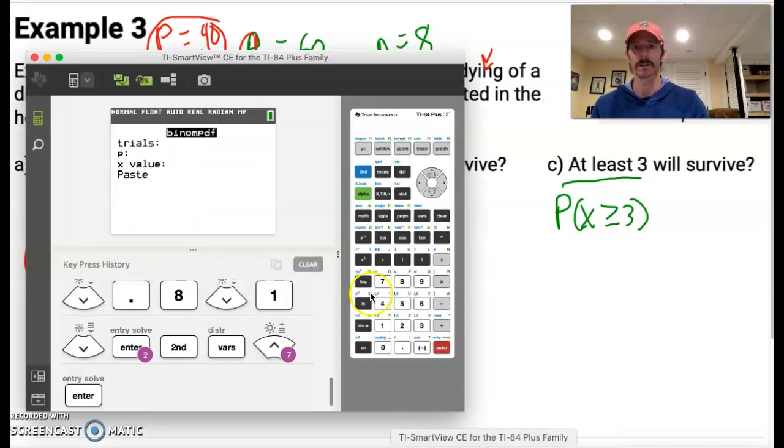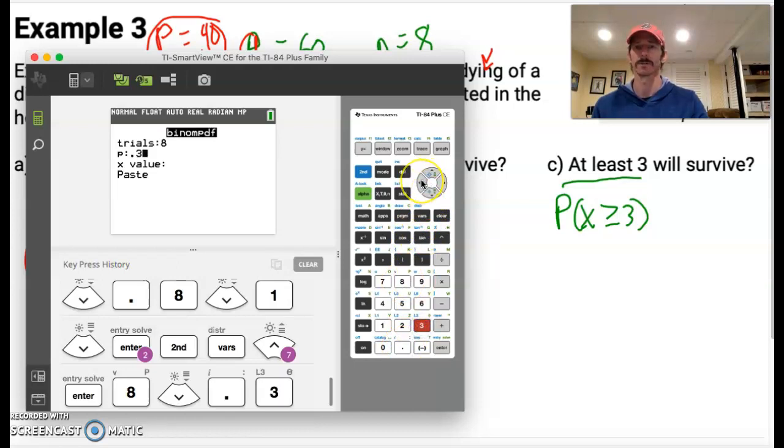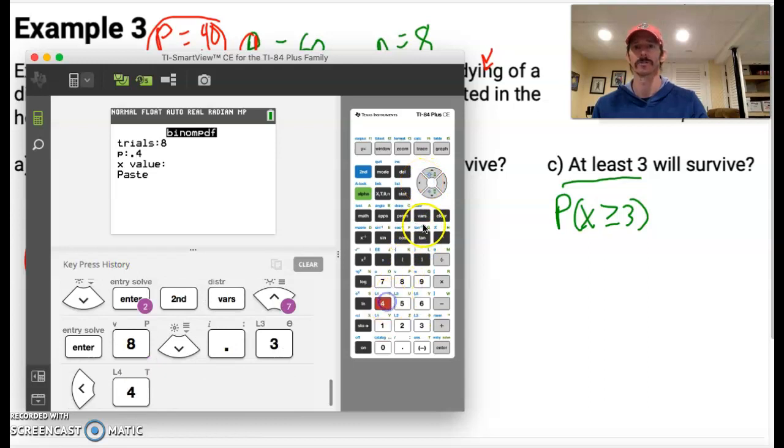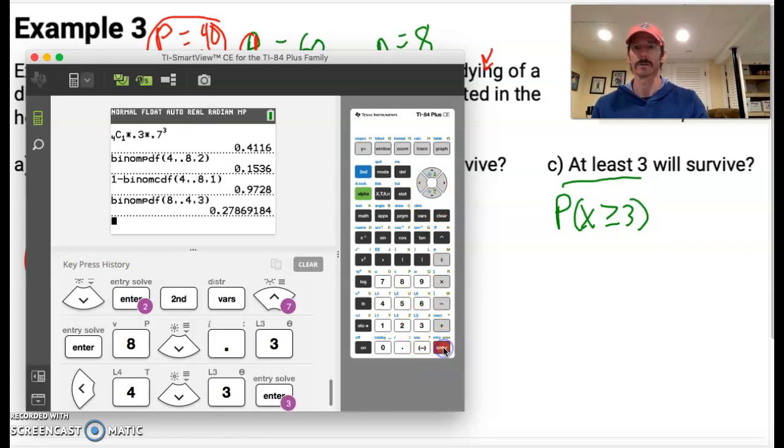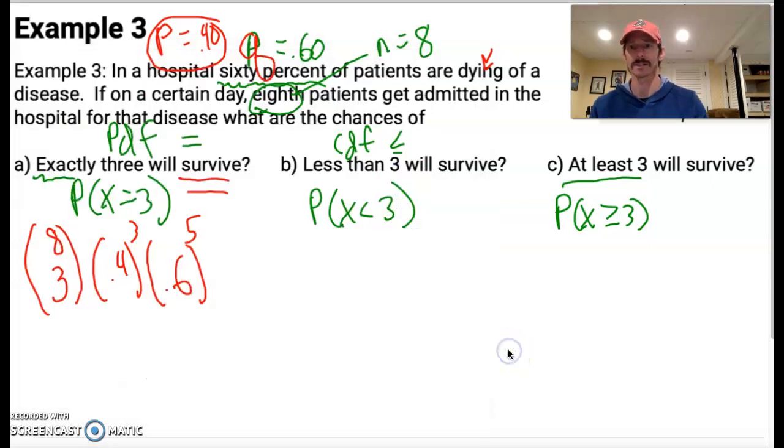handy dandy calculator, I'm in PDF, which is correct. I believe we had 8 patients. We wanted to know how many survived, so that's a 40% survival rate. And I wanted to know probability exactly 3 of them survive. So if I come in here and paste that in and hit enter, I get 0.2786 or 0.2787. So that answer would be 0.2787. So there is a 28% chance that exactly 3 of the 8 would survive.